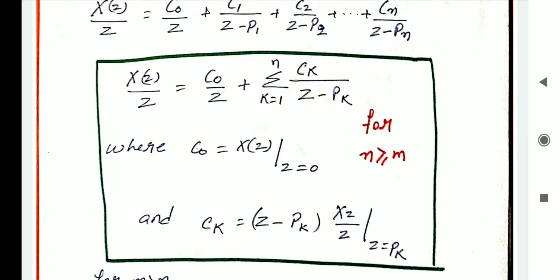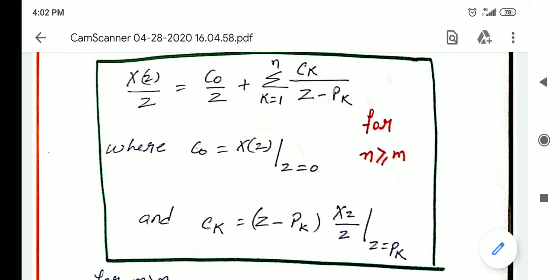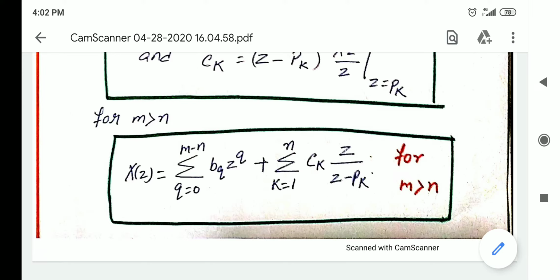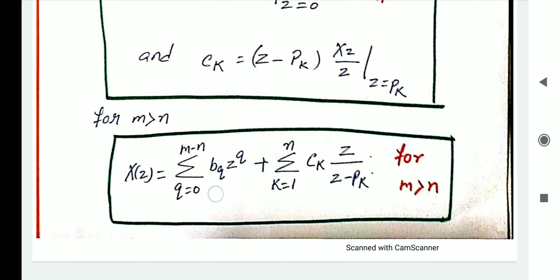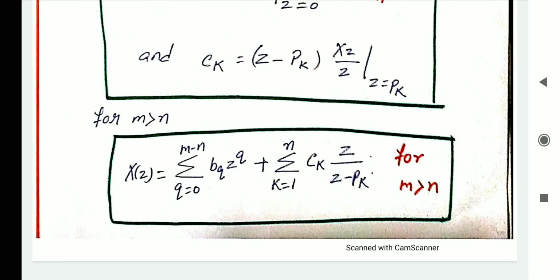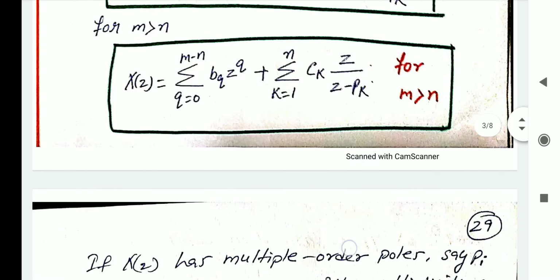Now n is the number of poles, and m is the number of zeros that we have. In the case where m is greater than n, x of z can be written as summation q equals 0 to m minus 1 of bq z to the power q, where bq is another coefficient, plus summation k equals 1 to n, which remains as it is, ck z by z minus pk. So this is the expansion of x of z when m is greater than n. We will see it with the formula also.